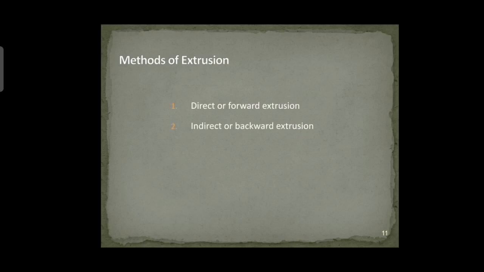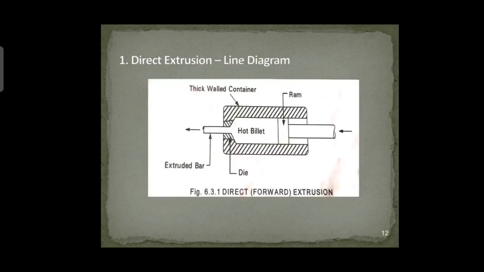And the different methods of extrusion: we have four types of extrusion processes, a direct or forward extrusion, indirect or backward extrusion, tube extrusion, and the fourth one is impact extrusion. We just have to get the idea about the different methods. The first one is direct extrusion, which we can also call forward extrusion. Let us go through the diagram here.